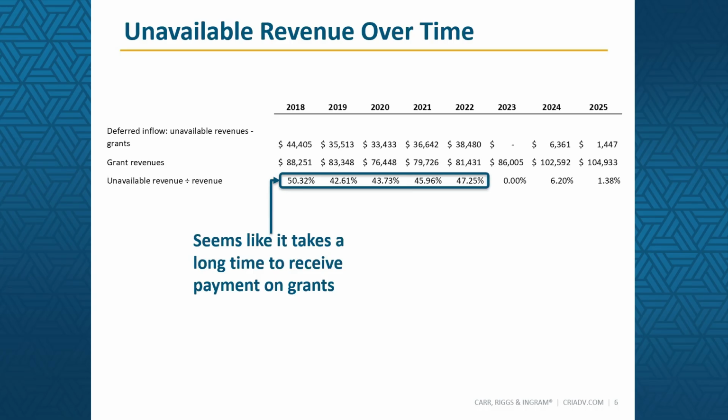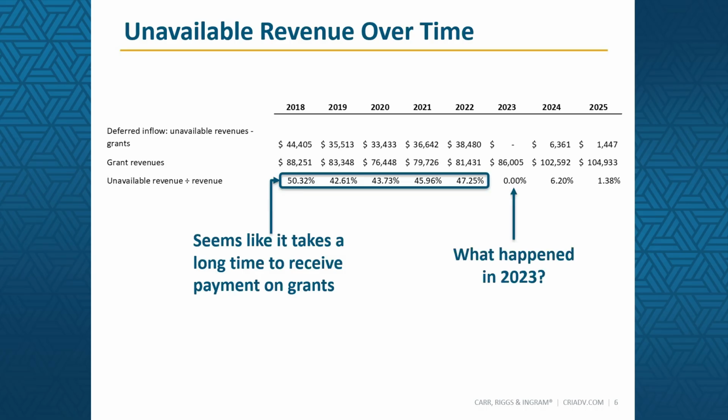On a positive note, there was an improvement in 2019 when the ratio dropped from 50% to under 43%. However, the ratio rises again in each of the next 3 years. Then, in 2023, there's no unavailable grant revenue at all.